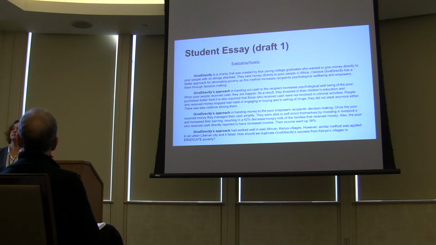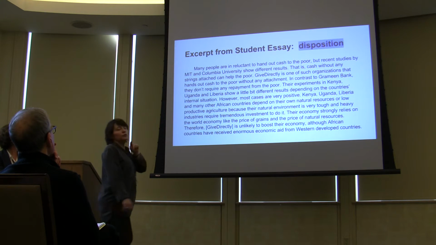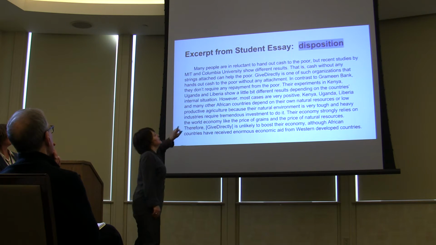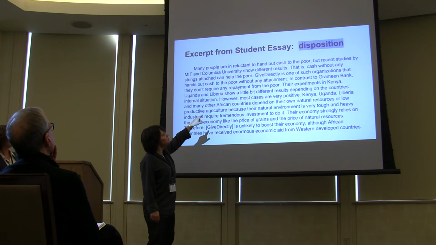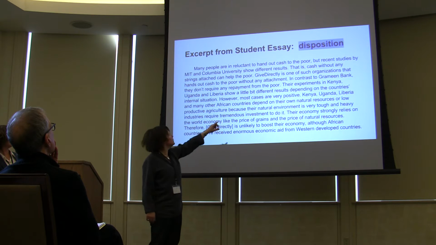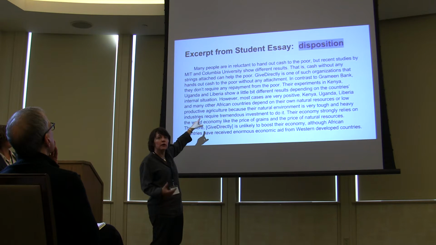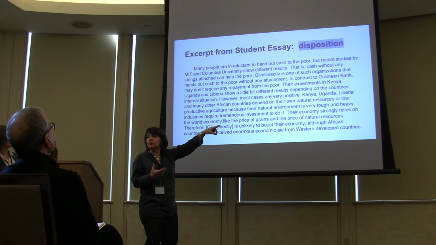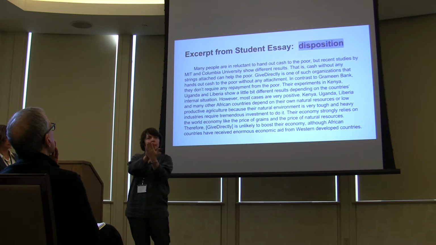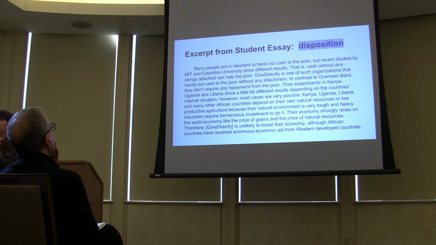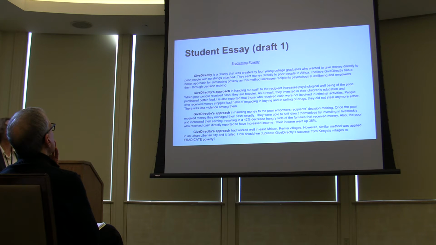Can I just show you where we really found the disposition here? Their experiments in Kenya, Uganda, and Liberia show a little bit different results depending on the country's internal situation. So it's not perfect. I'm being honest here. However, most cases are very positive. So it's a super reasonable approach to the data rather than just a one-sided, this is my team and I'm sticking with it. The tunnel vision that you had mentioned. That's what we saw as disposition.